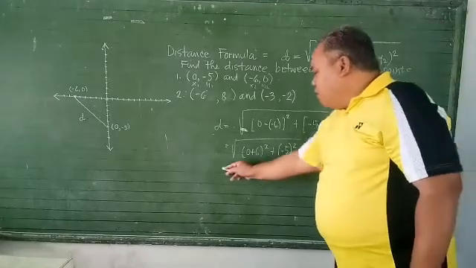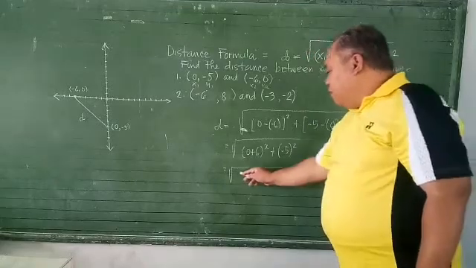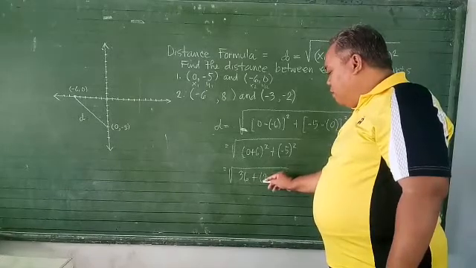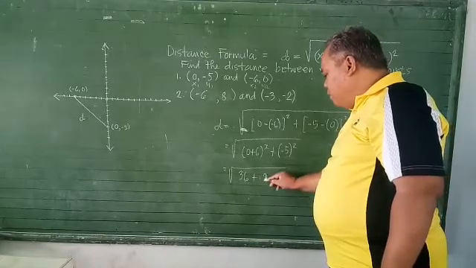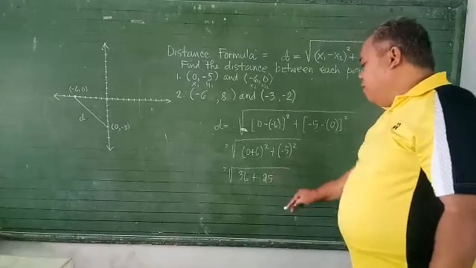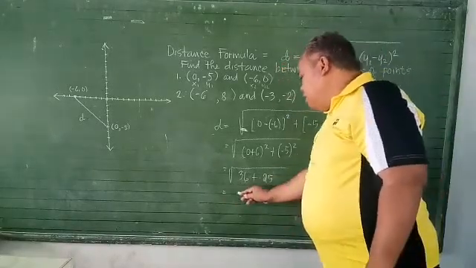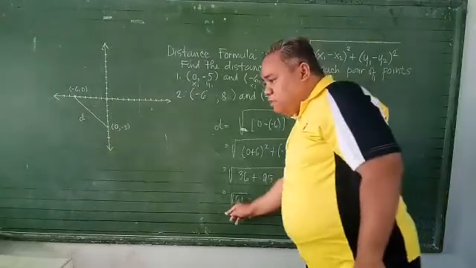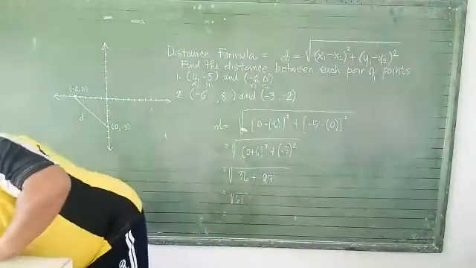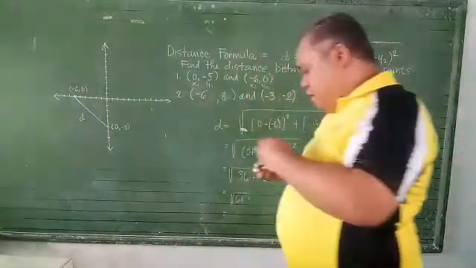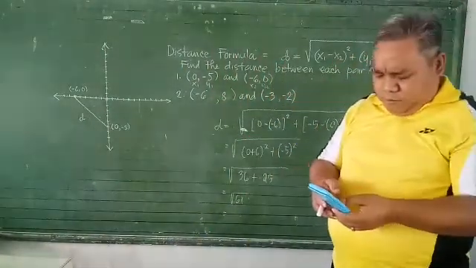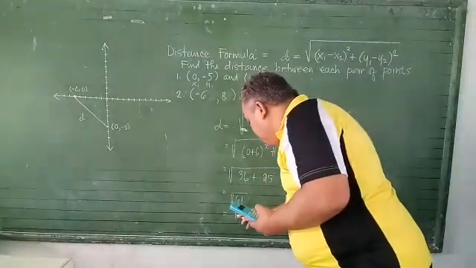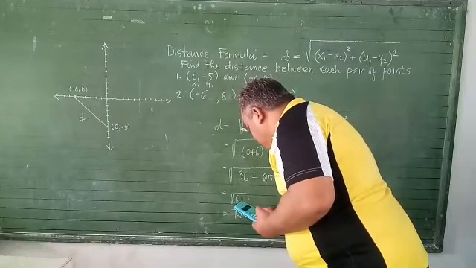Squaring this inside the radical sign, we have 36, because it is 6 squared, plus 25, since the square of negative 5 is 25. Adding these two, we have the square root of 61. What will be the square root of 61? Using our calculator, the square root of 61 is 7.81 units.